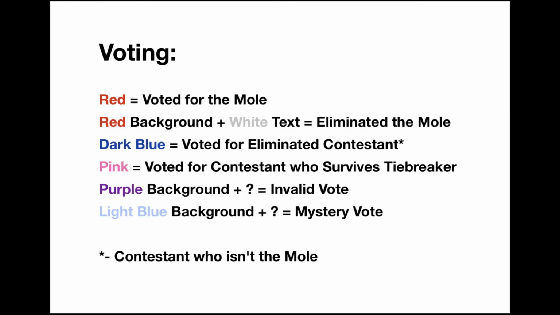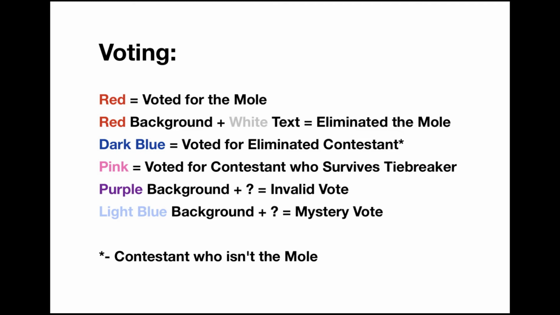If a contestant votes for the mole, the name will appear in red. If a contestant votes for the mole and the mole gets eliminated that round, the mole's name will appear in white text with a red background. If a contestant votes for the eventual eliminated player that round who isn't the mole, that name will appear in dark blue. If a contestant votes for a player who tied for the highest amount of votes that round but survived the tiebreaker, that name will appear in pink.